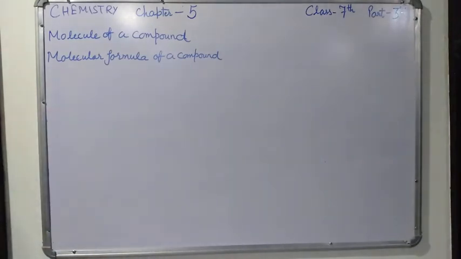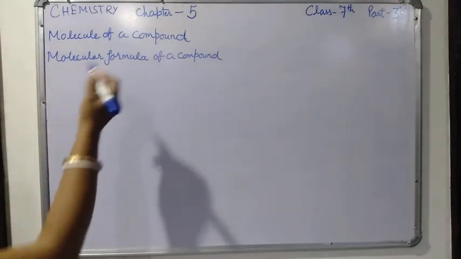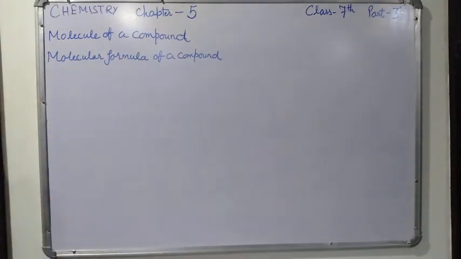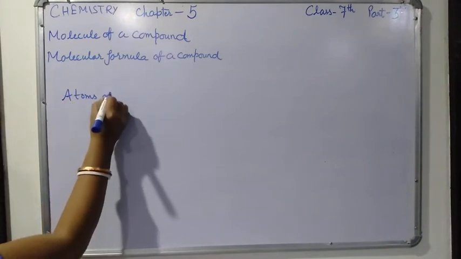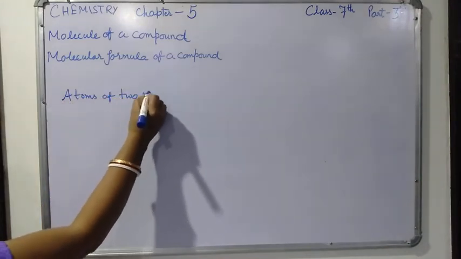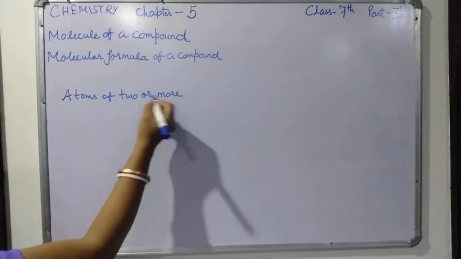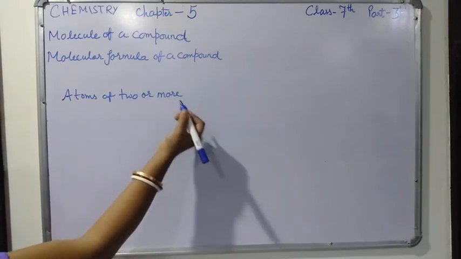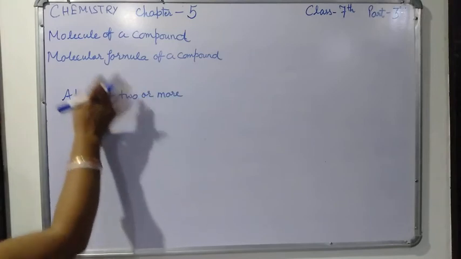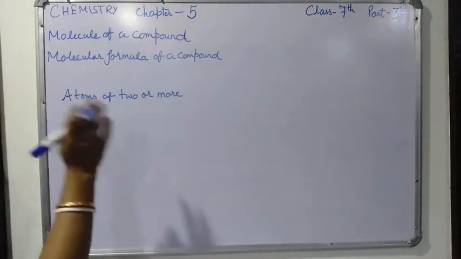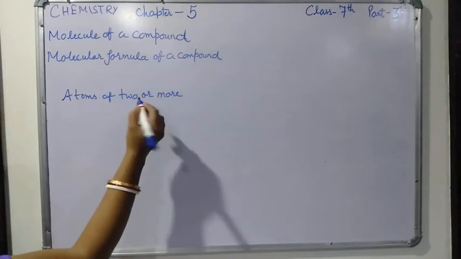So what do you mean by molecule of a compound? Atoms of two or more elements combine together to form a molecule of a compound. Atoms of two or more elements means two or more different types of elements, atoms, when combining together, they form a molecule of a compound.